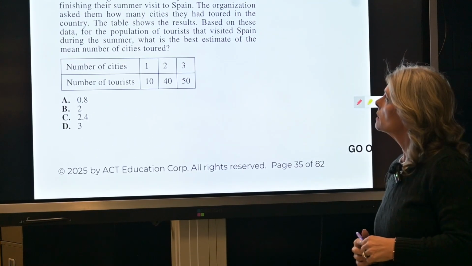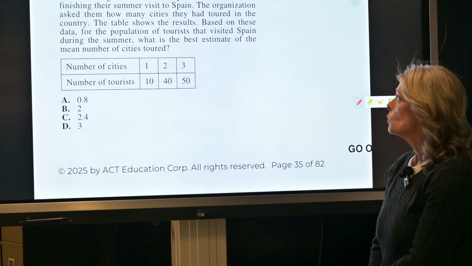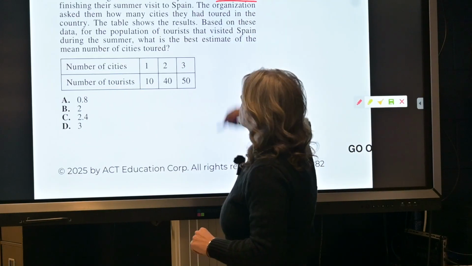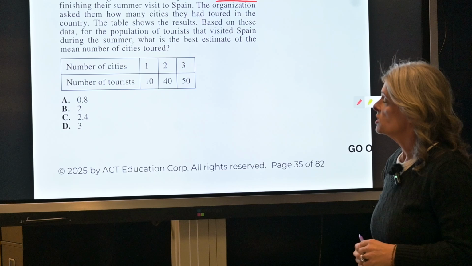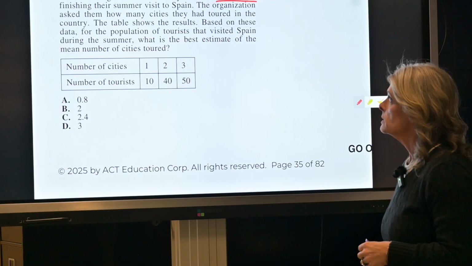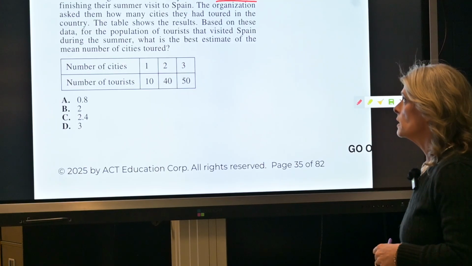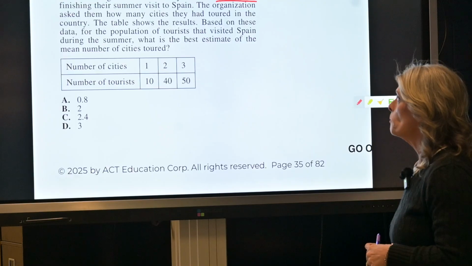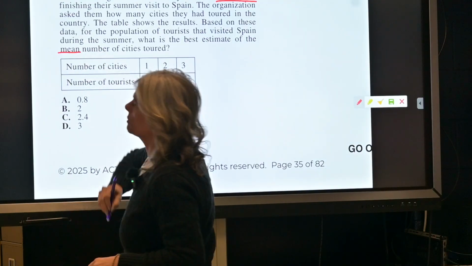All right, so number 39 says a tourism organization randomly selected 100 tourists. That's important, okay? Finishing their summer visit to Spain, the organization asked them how many cities they had toured in the country. The table shows the results. Based on this data, for the population of tourists that visited Spain during the summer, what is the best estimate of the mean number of cities toured? Mean is what?